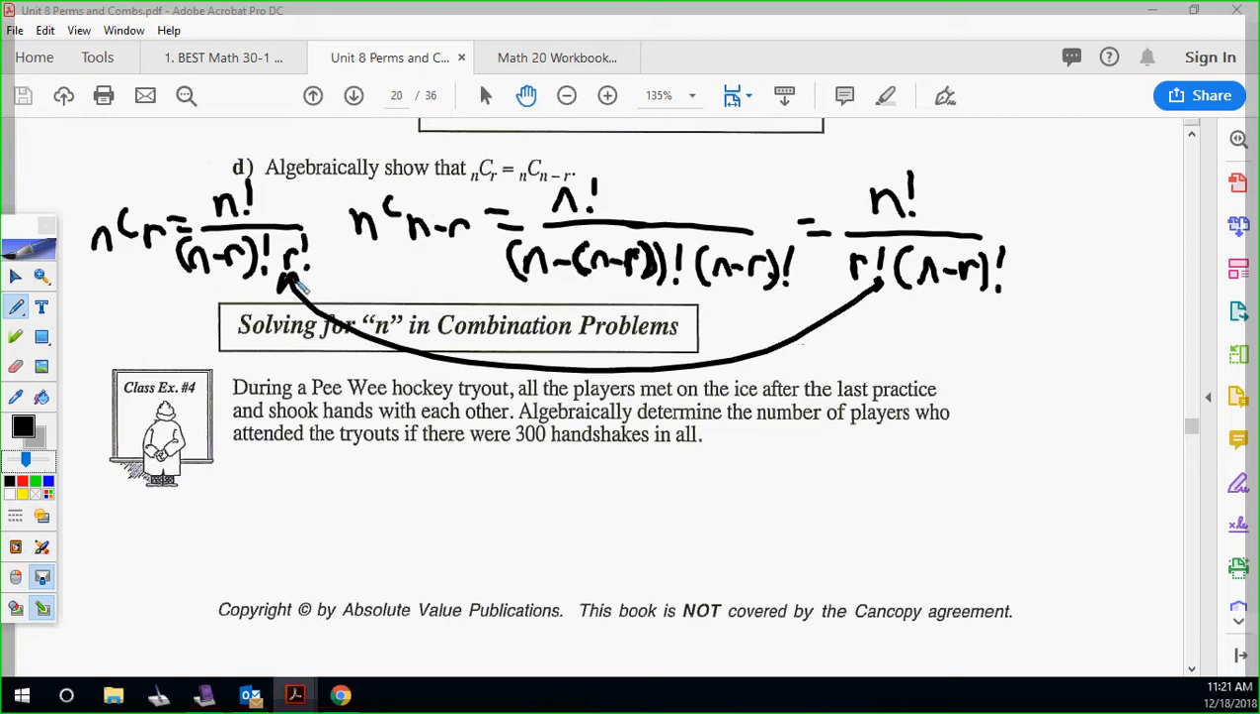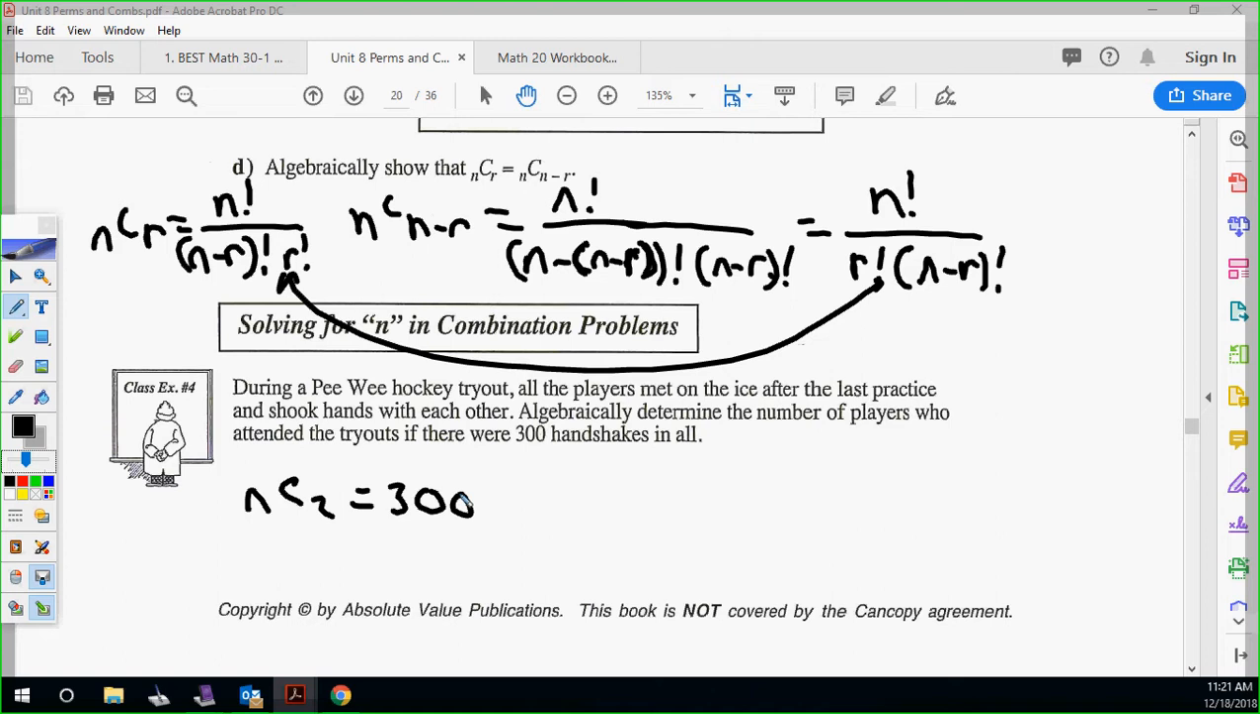All right, solving for n in combination problems. So during a Pee Wee hockey tryout, all players met on the ice after the last practice and shook hands with each other. Algebraically determine the number of players who attended the tryouts if there were 300 handshakes in all. Try to figure out how many people there was if there's 300 handshakes. Okay, so you're working backwards. We don't know the number of hockey players. We know that it takes 2 people to make a handshake, and there's 300 handshakes. So that's what we're solving for. nC2 equals 300.